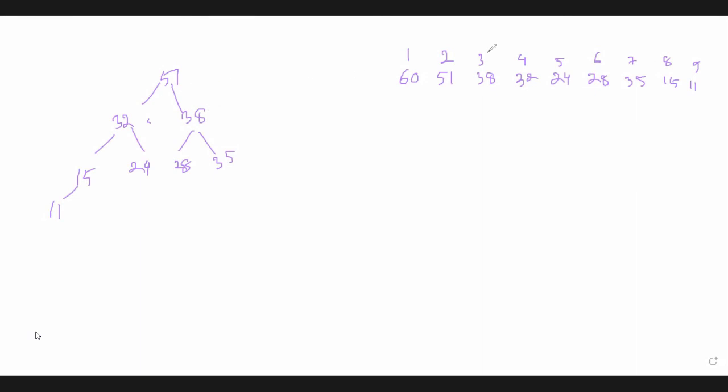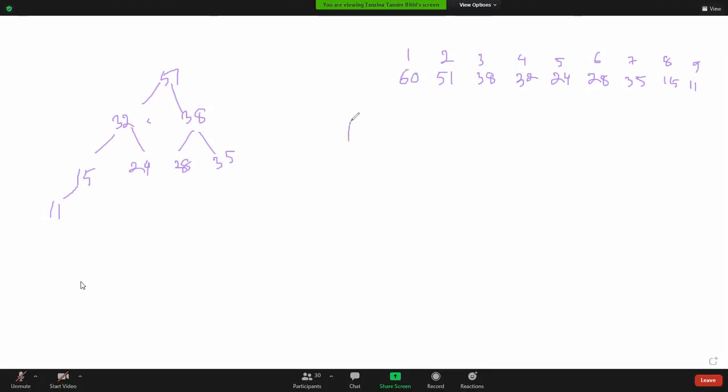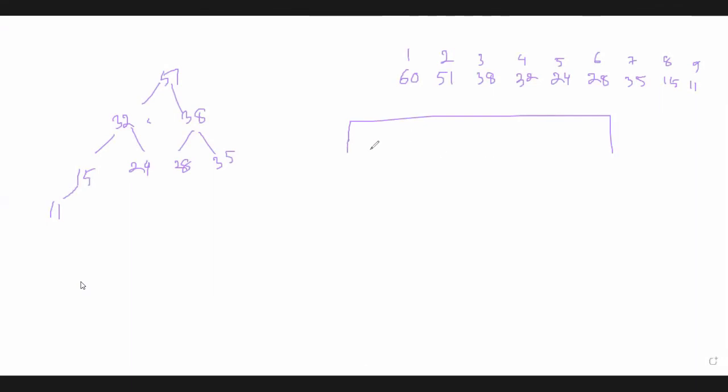Okay, so now how can we make changes in this array? We are going to delete the first node, that is 60. So after deleting an element, the tree size, the array size will be decreased, isn't it? So there are 8 elements now. Now this is our array. 1, 2, 3, 4, 5, 6, 7, 8, and this is 9.